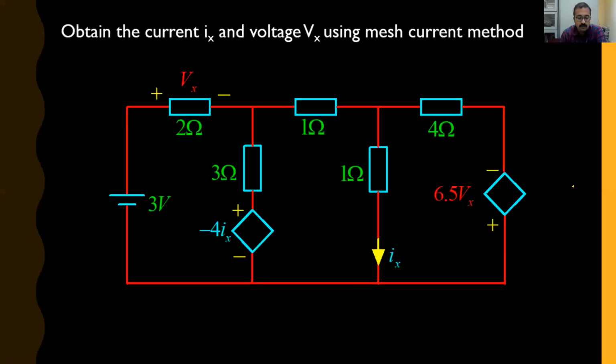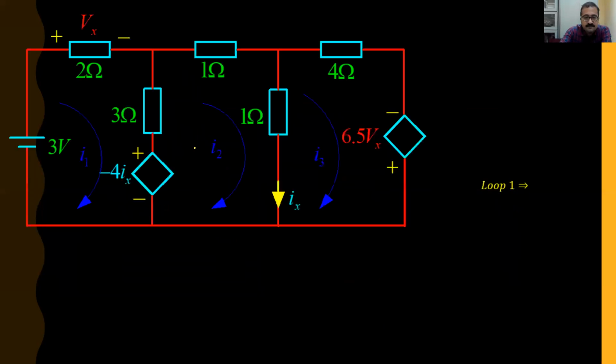Let us try another example. Obtain the current Ix and voltage Vx using the mesh current method. What is current Ix? Current Ix is this current. And what is Vx? Vx is the voltage across this 2 ohm impedance. So if you want to find the voltage across 2 ohm, you have to find the current through 2 ohm. So what next? Mesh method. Okay. How many loops? 3 loops. So there are 3 loops, I1, I2, and I3, in clockwise direction.